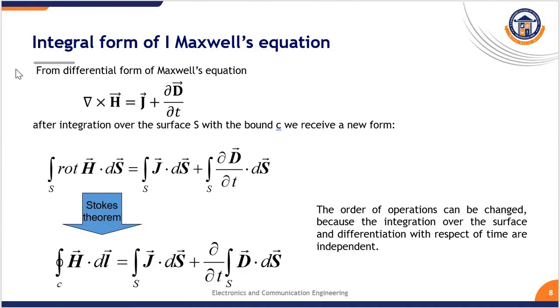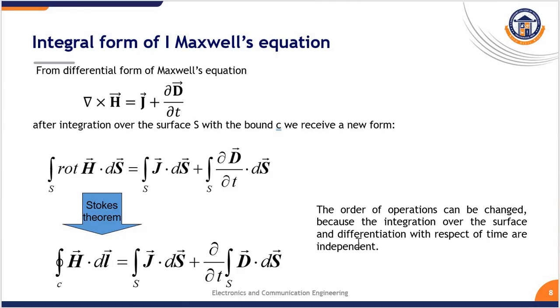Integral form of first Maxwell equation: from differential form of Maxwell equation, del cross H vector equal to J vector plus dou D vector by dou T vector. After integration over the surface S with the bound C, we receive a new form. Surface integral del cross H vector into ds vector equal to J vector dot ds vector plus surface integral dou D vector by dou T into ds vector. Stokes theorem. So contour integral H vector dot dl vector equal to surface integral J vector dot ds vector plus dou by dou T into surface integral D vector dot ds vector.